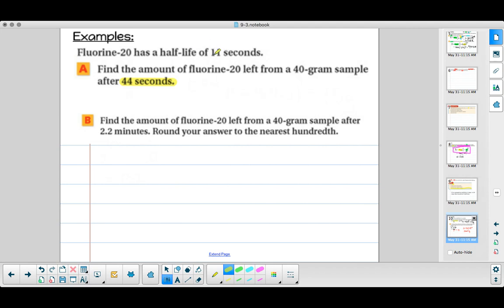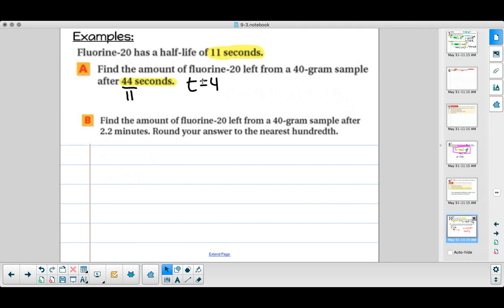They're saying fluorine-20 has a half-life of 11 seconds. So the first thing you need to do is figure out how many times 11 seconds occurs in 44 seconds. And hopefully we all realize that 44 divided by 11 gives me 4. So that means that my t is actually equal to 4 in this problem.